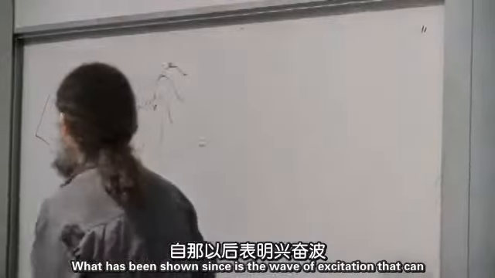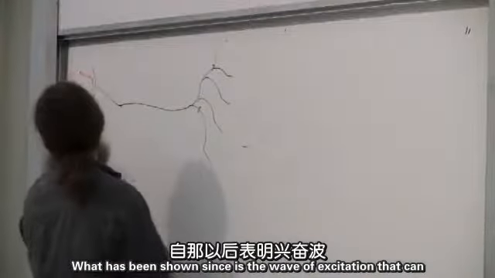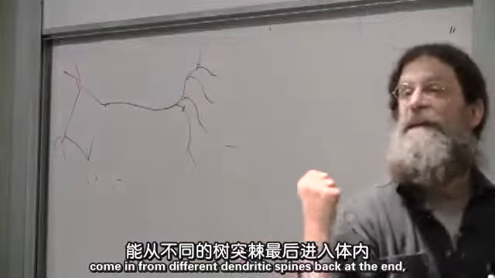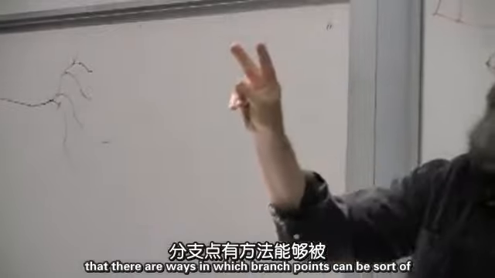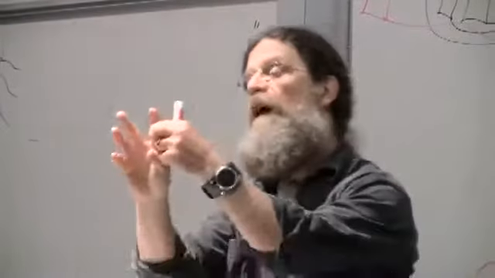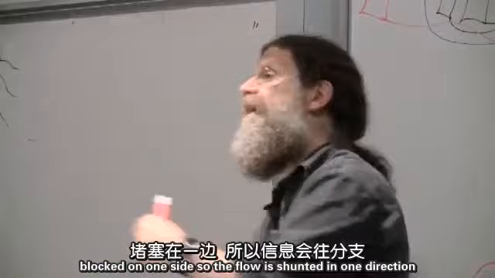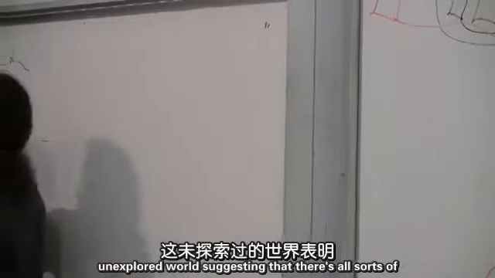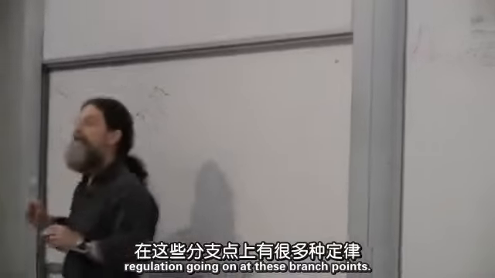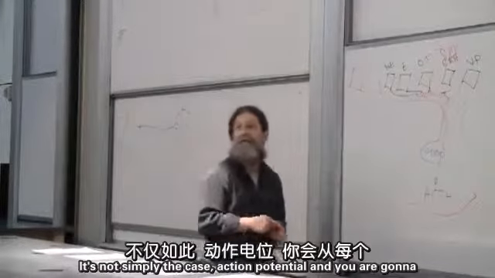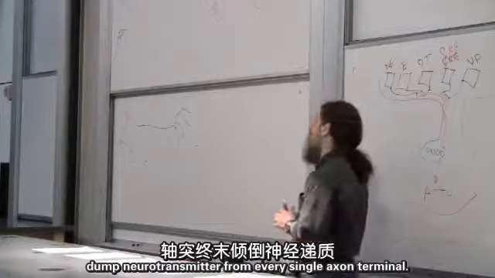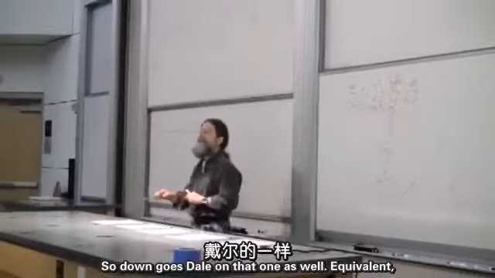What has since been shown also is the wave of excitation that could come in through different dendritic spines back at the end, that there are ways in which branch points can be sort of blocked on one side so that the flow is shunted in one direction on the branches and not the other. This whole unexplored world suggests there's all sorts of regulation going on at these branch points. It's not simply the case that with an action potential, you are going to dump neurotransmitter from every single axon terminal. So down goes Dale on that one as well.